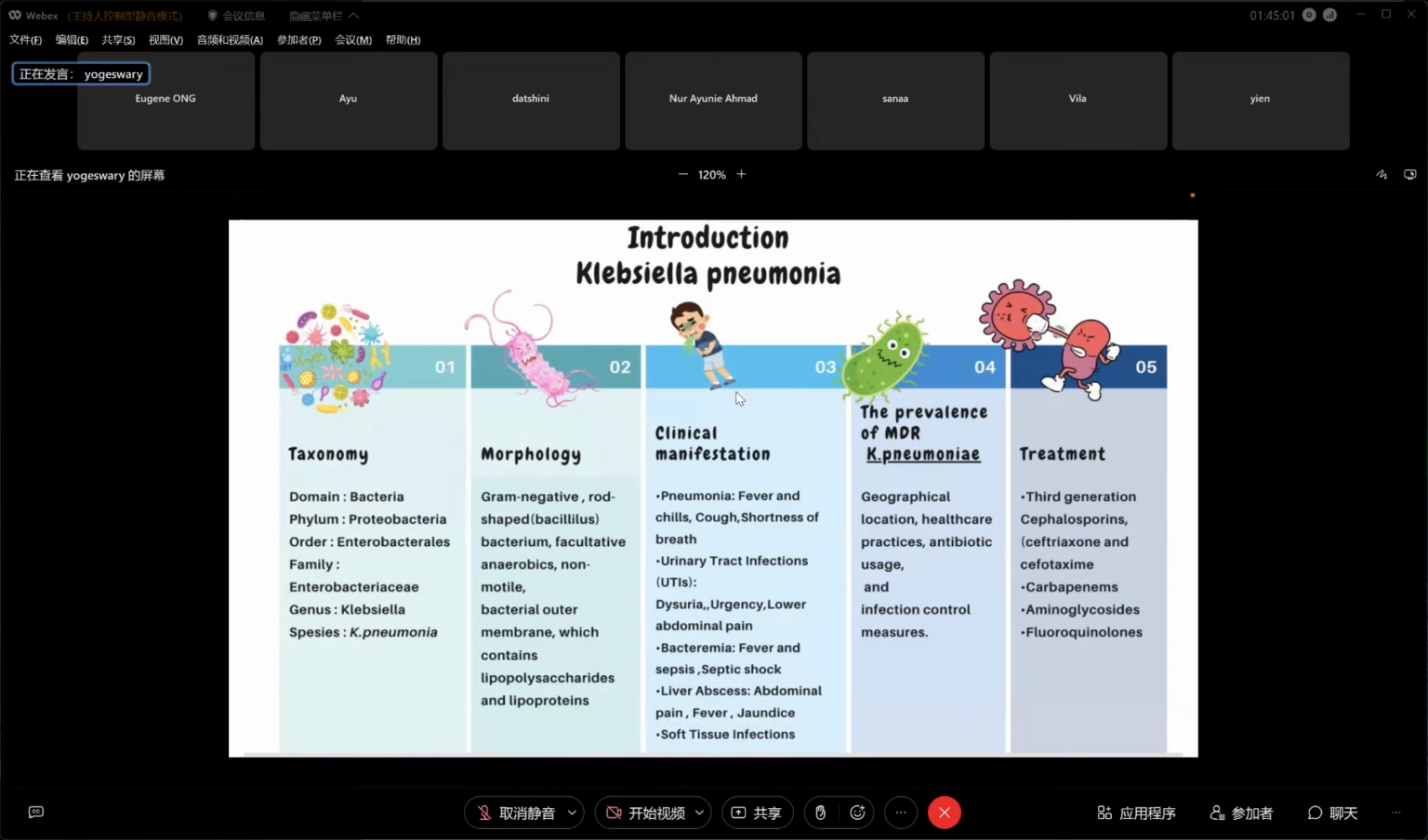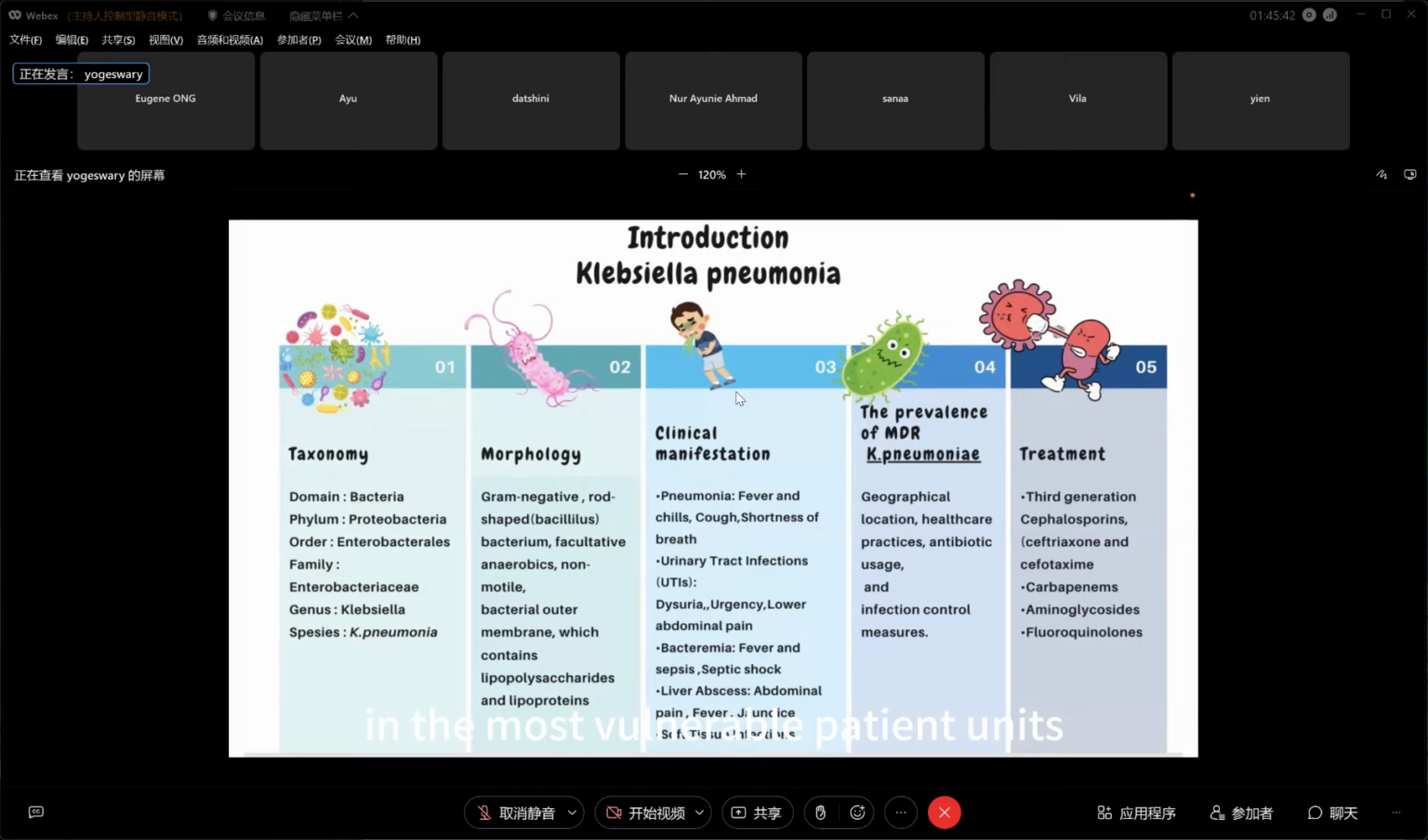Klebsiella pneumoniae. It's a gram-negative, rod-shaped bacillus bacterium. It's a facultative anaerobic, non-motile, and has a prominent polysaccharide capsule, which plays a crucial role in virulence and evasion of the host immune system. Klebsiella pneumoniae is an opportunistic pathogen that can cause pneumonia, infection in the urinary tract and lower biliary tract, infection in a surgical wound site, as well as bloodstream-associated infection.